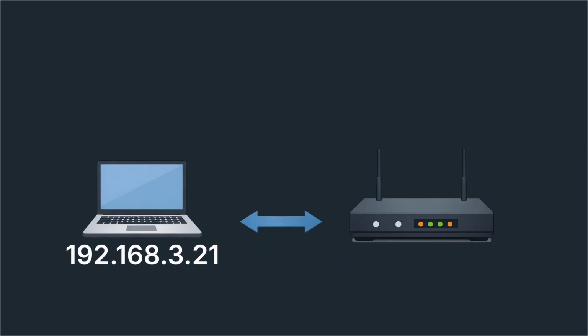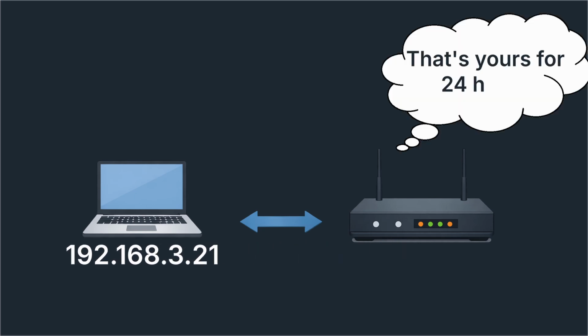When the router assigns an IP address, it doesn't give it permanently. It assigns it for a lease period. For example, it might lease this IP address to a laptop for 24 hours.